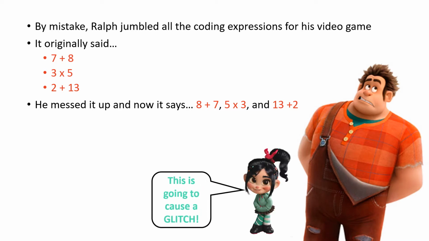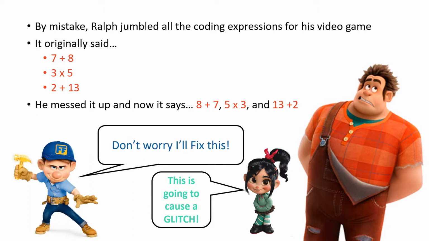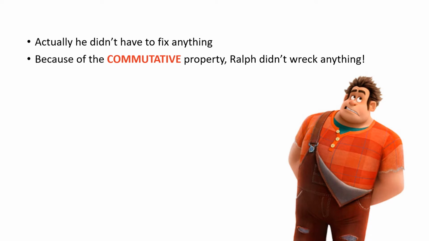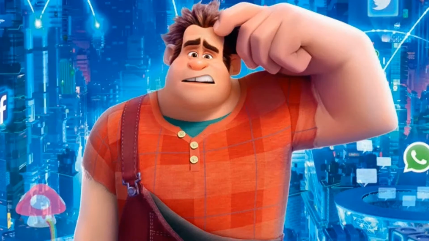Vanellope came along and said, this is going to cause a glitch. But then Fix-It Felix came out and said, don't worry, I'll fix this. Now, he actually didn't have to fix anything, because of the commutative property, Ralph didn't wreck anything at all. Huh?